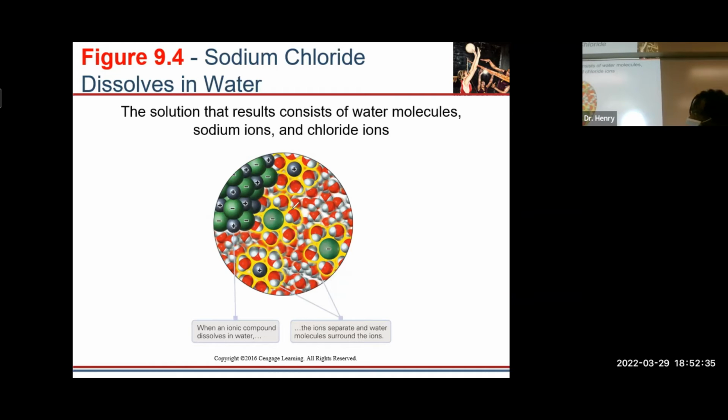So if you pay attention to what's happening, the red represents oxygen, the white represents hydrogen. In the case of the negative charge, the whites are surrounding it because the hydrogens are partially positive, so they orient themselves towards the negative charge, right? And if you look at the positive charge here, the red are surrounding it because the oxygen is partially negative. So that's how water disrupts it, because water is polar. It has that partial positive and that partial negative. Okay?